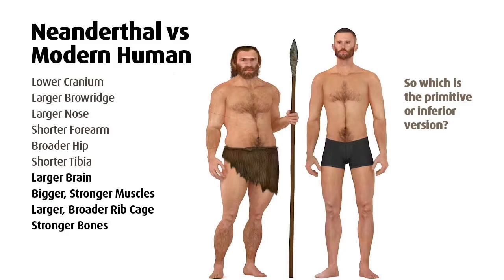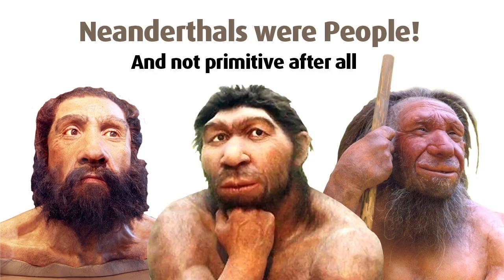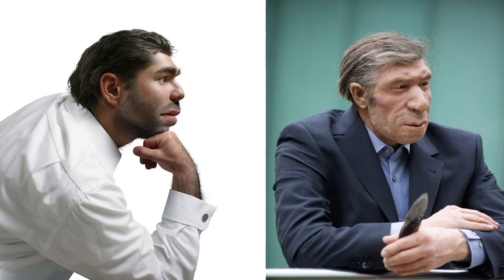And when you look at the rest of them, you see that, well, yes, they had a lower cranium, meaning the shape of it. It had a larger brow ridge and a larger nose, shorter forearms, broader hips, and shorter tibia, the leg bones. But it had larger brains, larger and stronger muscles, larger and broader rib cage, and stronger bones. They were superhuman, not subhuman. Really, they weren't primitive at all. They're people.